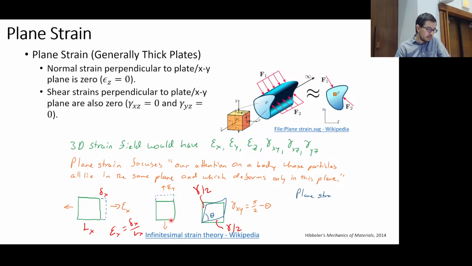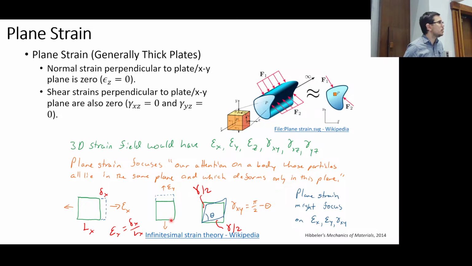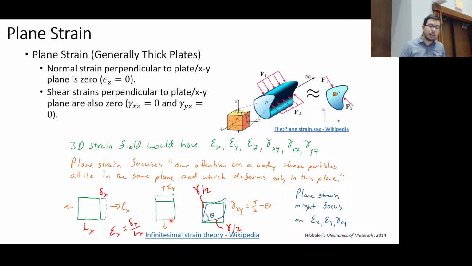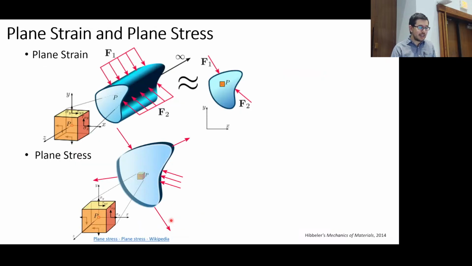So, once again, plane strain is going to focus our attention on epsilon x, epsilon y, and gamma xy. Any questions? Yes? You mentioned earlier the thickness. I'm not sure what you mean by thickness, because isn't this supposed to be like a surface? Okay, here we go. Next slide. Good question. All right, good question, Jonathan.